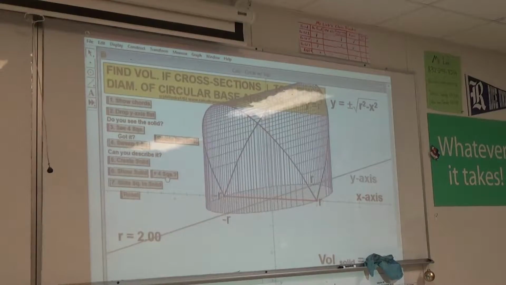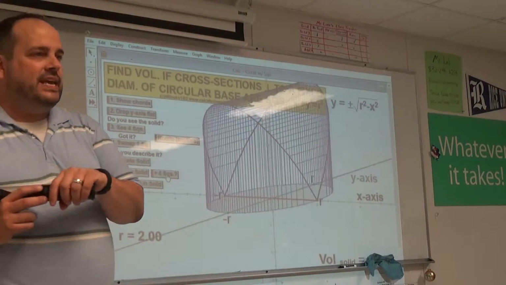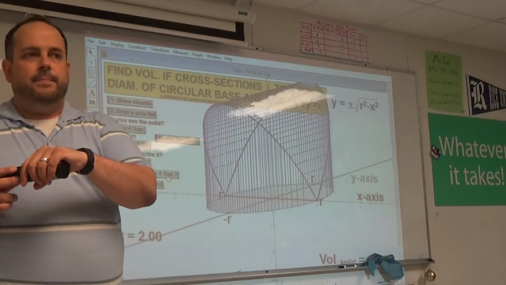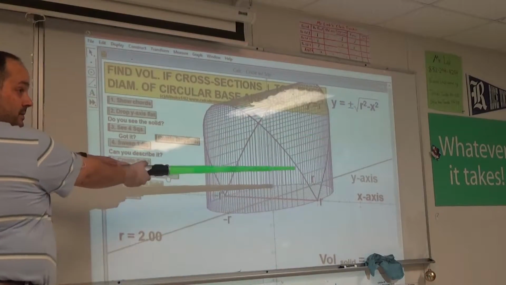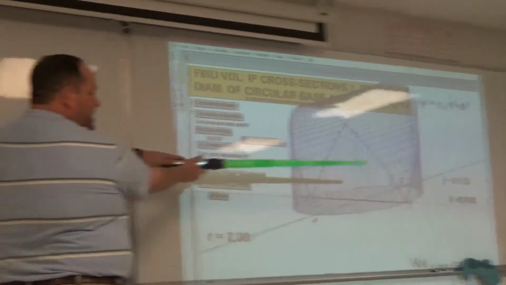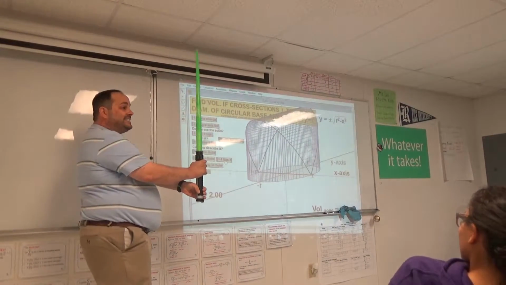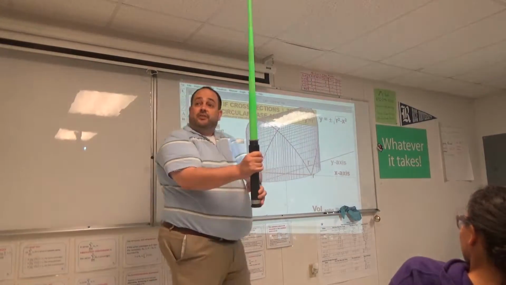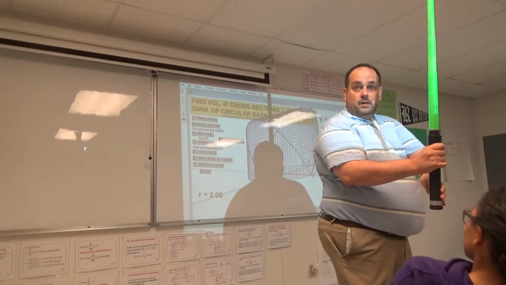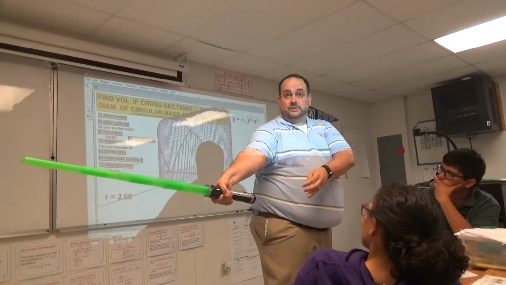If I said make the slices parallel to the x-axis, what would that mean? Parallel to the x-axis, I'm going this way, right? This is parallel to the x-axis. If I want to go this way, perpendicular to the x-axis is a way to describe that. There's another way to describe this. Parallel to the y-axis, right?